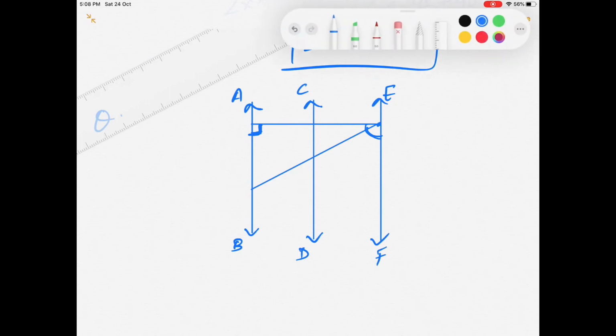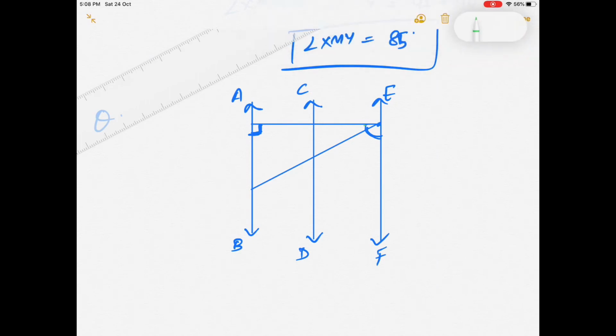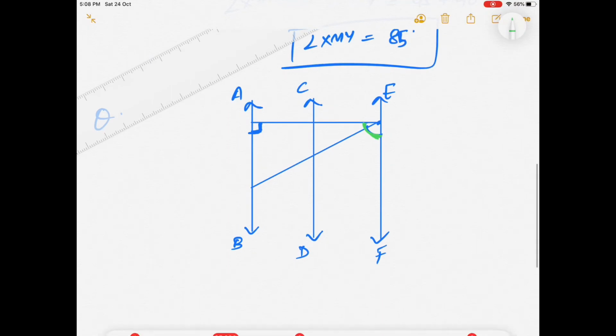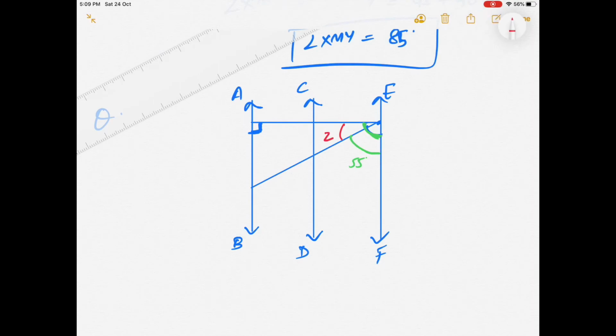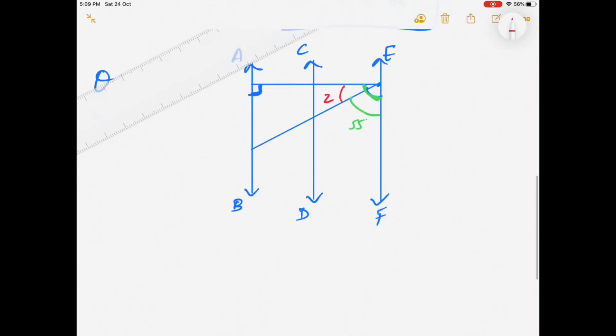Don't get confused, this whole angle will be called angle AEF, but the question is saying angle BEF is equal to 55 degrees, so only this much angle is 55 degrees. Find the values of x, y and z. In the question, this angle is given as z, this angle is given as y, and this angle is given as x.